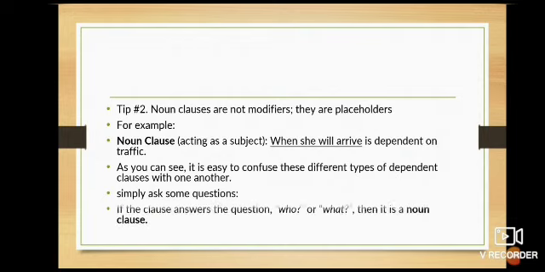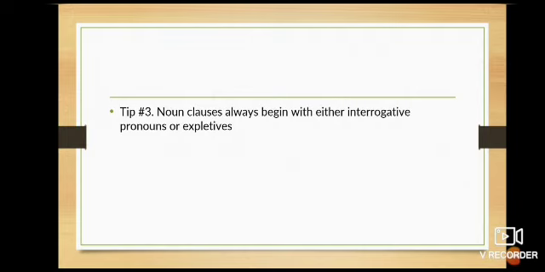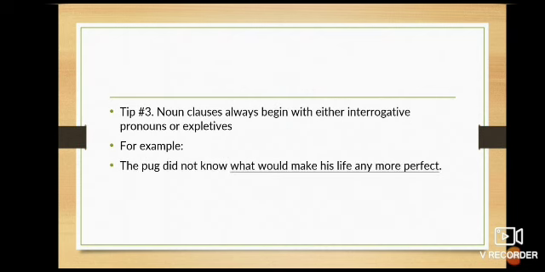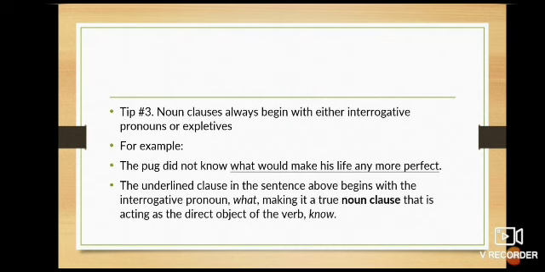Last tip. Noun clauses can always begin with either interrogative pronouns or expletives. For example, the puck did not know what would make his life any more perfect. The underlined clause in the sentence above begins with the interrogative pronoun what, making it a true noun clause that is acting as the direct object of the verb know.